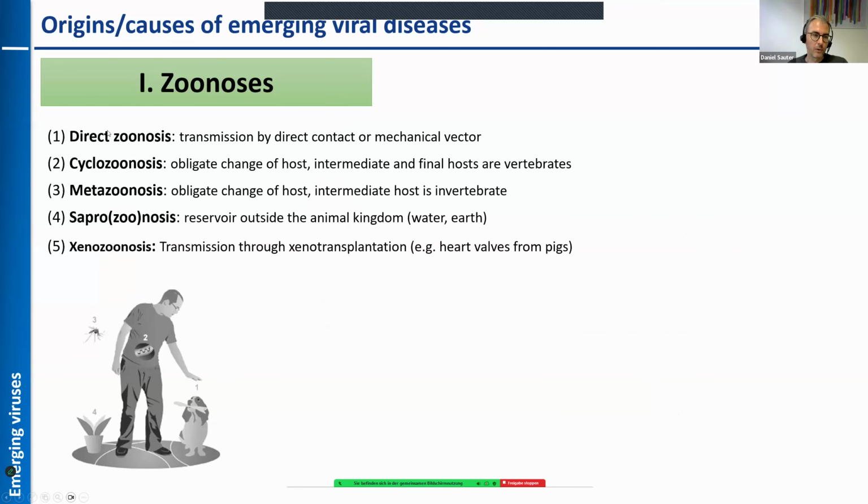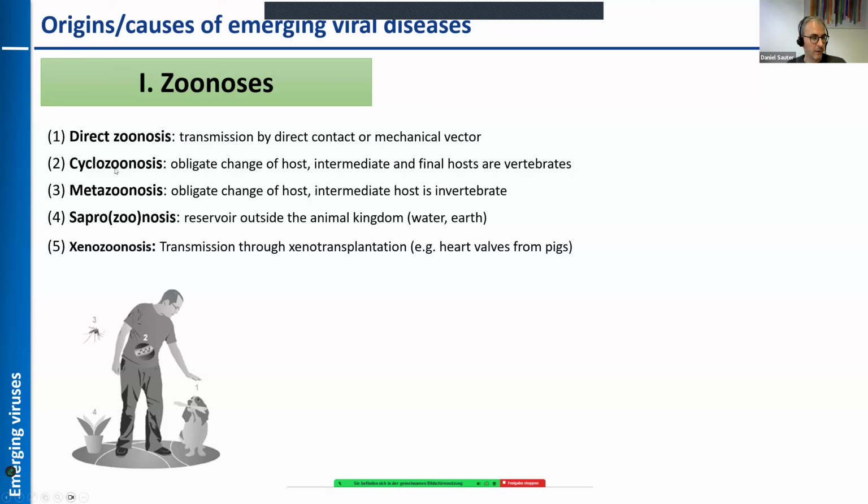Then there are also a few terms that describe the route of transmission. So I just told you that there can be a direct transmission from animals to humans or an indirect one. So if it's a direct zoonosis, then the virus is transmitted without a vector, or let's say without an animal vector like a mosquito, but via direct contact. So for example, if you pet your dog, or if you are bitten by your dog, that would be a direct transmission of the virus.